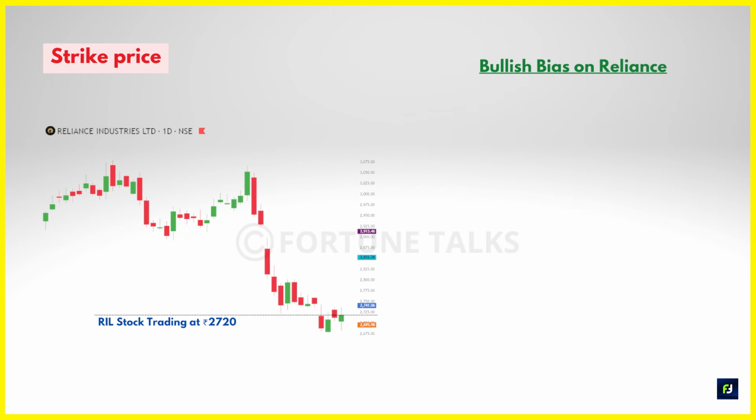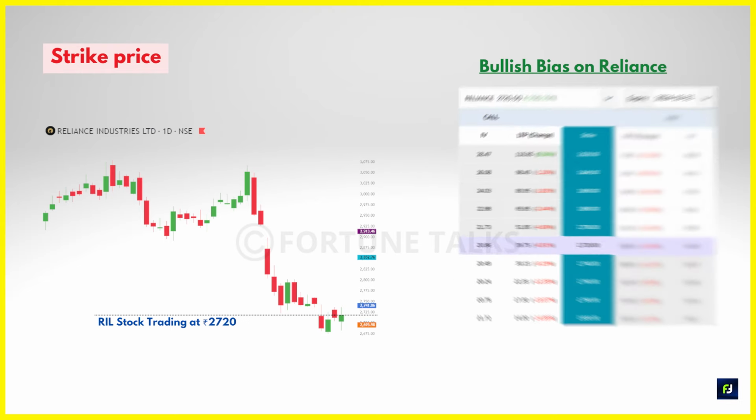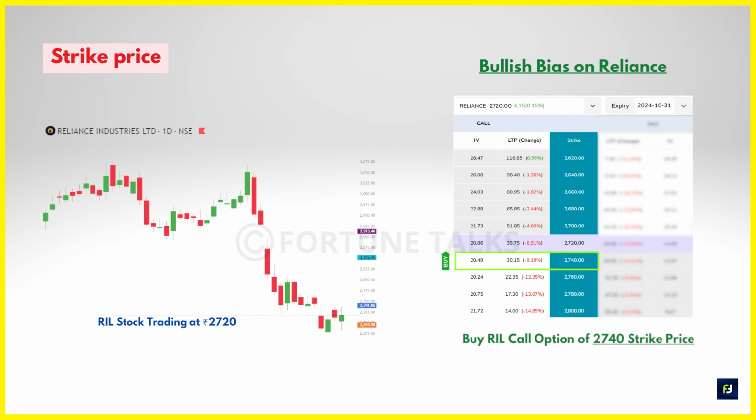For instance, Reliance is trading at 2,720 rupees in the spot market. Assume a buyer is bullish on Reliance and he is willing to buy a Reliance call option of 2,740 rupees. Here, 2,740 is the strike price. What it means is that he believes that the Reliance stock will rise above 2,740 before the call option contract expires. It also indicates that the buyer is willing to pay a premium amount today to buy the rights of buying Reliance at 2,740 rupees on expiry.